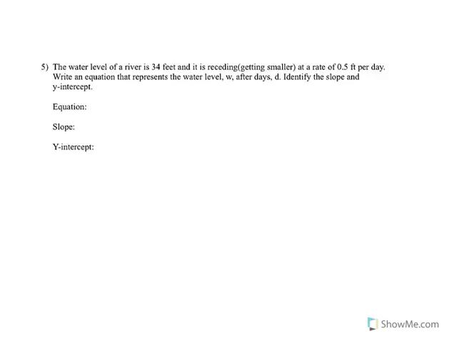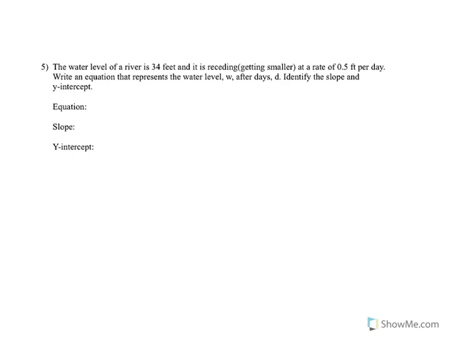So the last question that I want to look at talks about taking a word problem and reading into it and figuring out what the equation could be that the word problem represents and what the slope and the y-intercept of those equations are. So this problem says the water level of a river is 34 feet and it is receding, which means to get smaller, at a rate of 0.5 feet per day. Write an equation that represents the water level W after days D. Identify the slope and the y-intercept.